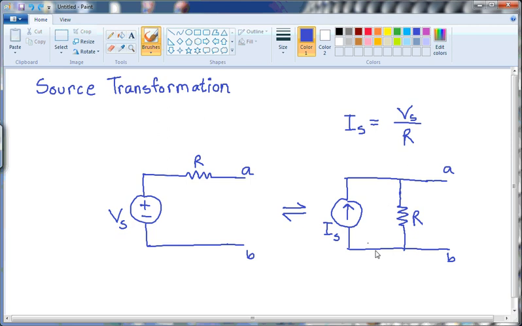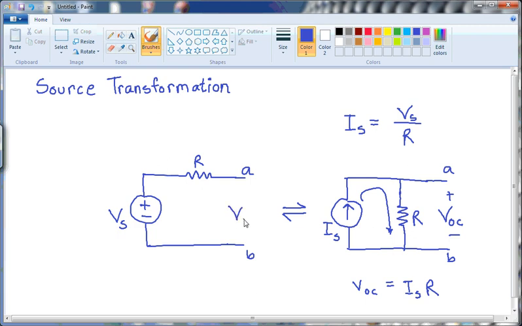Okay, now if you want to transform a current source into a voltage source, then the first condition is there has to be a resistor in parallel with it. So we can transform it into a voltage source with the same resistor in series with it. For this case, we have to calculate the open circuit voltage of our given circuit first. From Ohm's law, the open circuit voltage will be the drop across this resistor. This current is flowing through this resistor and causing a drop Is times R according to Ohm's law.